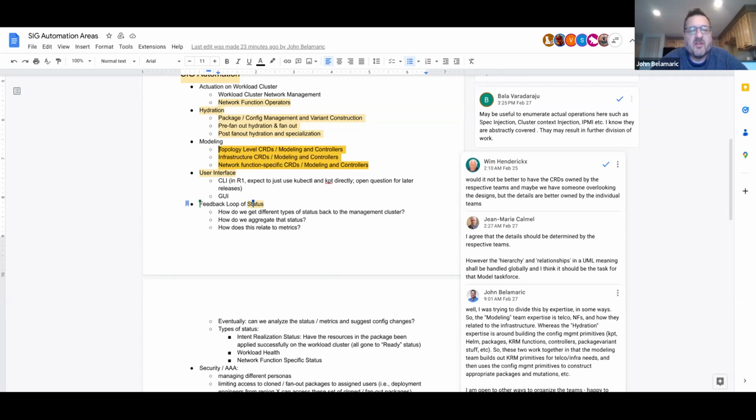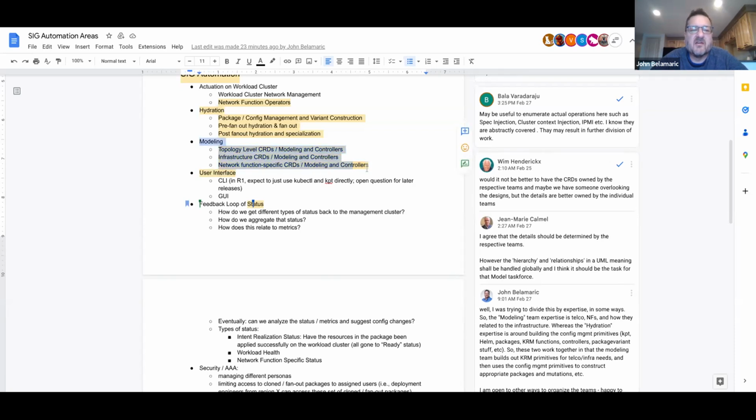So those were the broad areas that we came up with. Modeling has been suggested, but this isn't its own area for R1. It is maybe in the future, but for R1, it's just moved into some of the other groups. And then I think Wim suggested splitting hydration into two parts as well. That's all great, but it's too many in my mind. I think 6 maximum in my mind, but I'd love to hear from other folks.